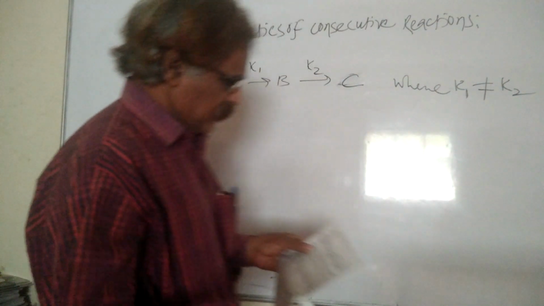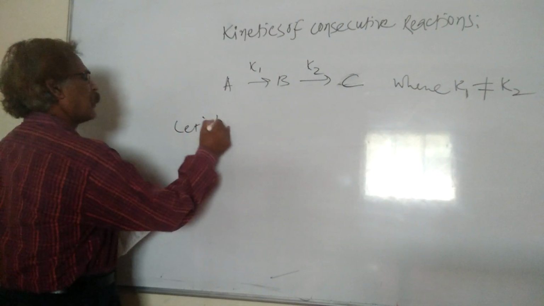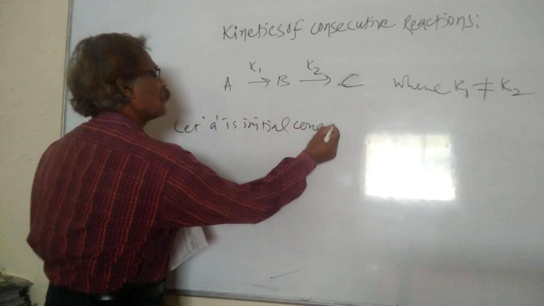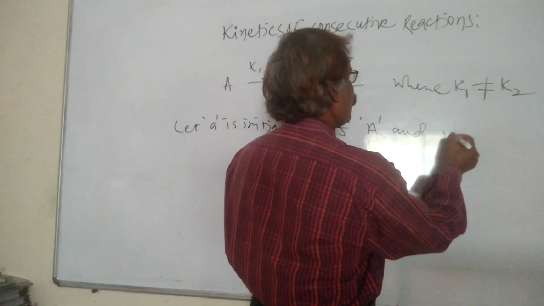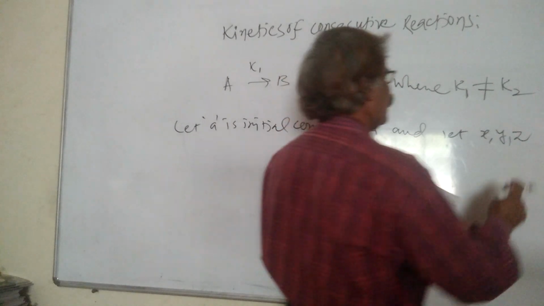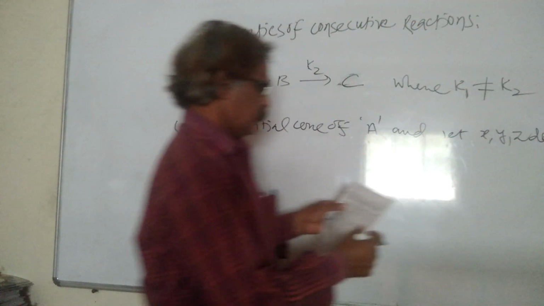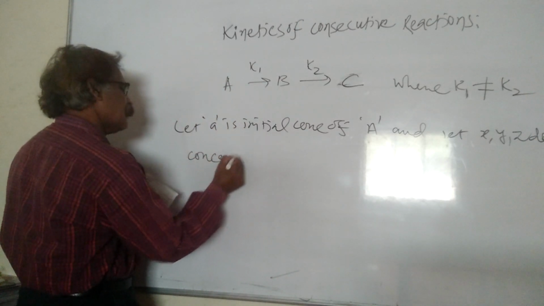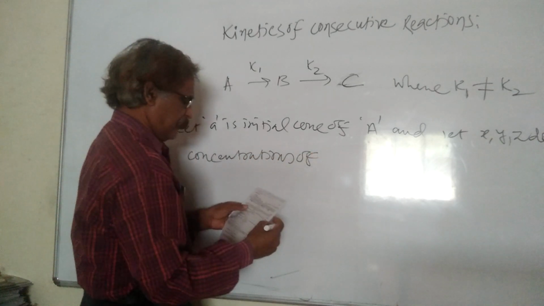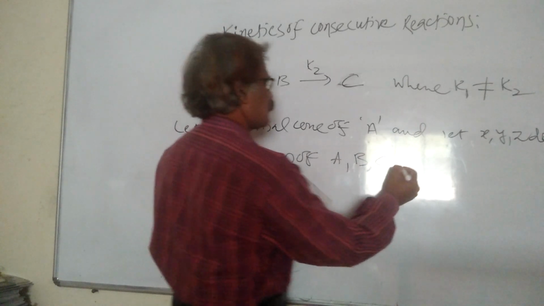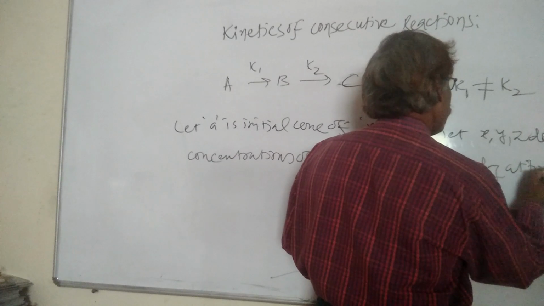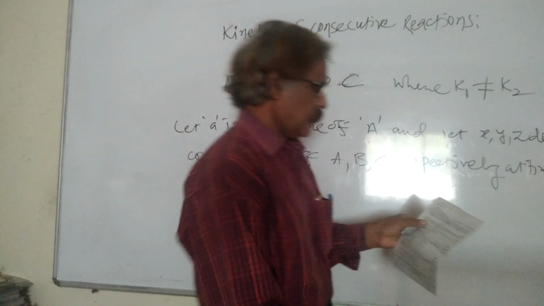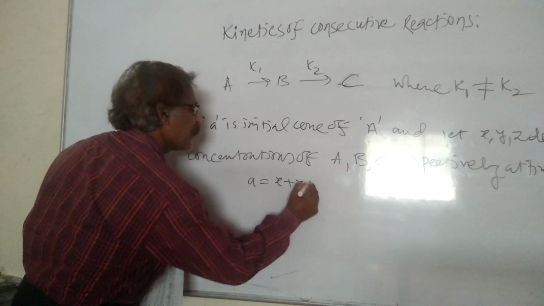Let us suppose small a is the initial concentration of reactant A, and let x, y, z denote the concentrations of A, B and C respectively at time t. Hence, we can write small a is equal to x plus y plus z.